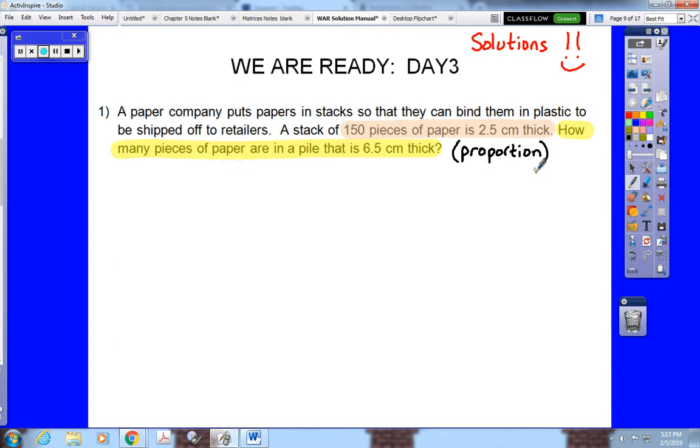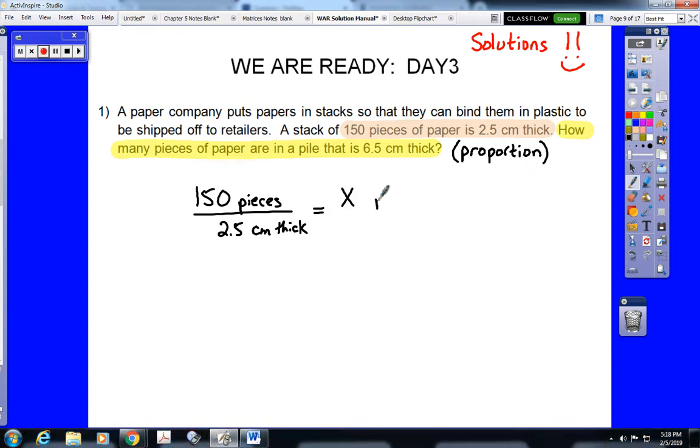Okay, if we take that set of information that I highlighted with pink and we write it as a fraction, 150 pieces of paper is 2.5 centimeters thick. They're asking us how many pieces of paper would be 6.5 centimeters thick. That's a proportion. Okay, so let's leave out the units and let's solve that proportion. 150 is to 2.5 as x is to 6.5.